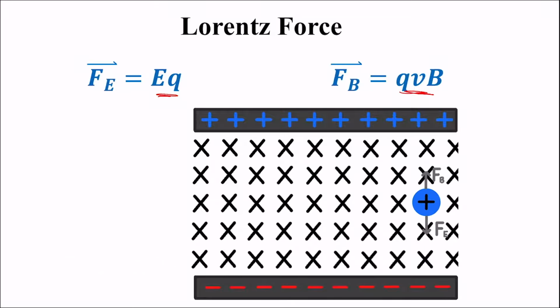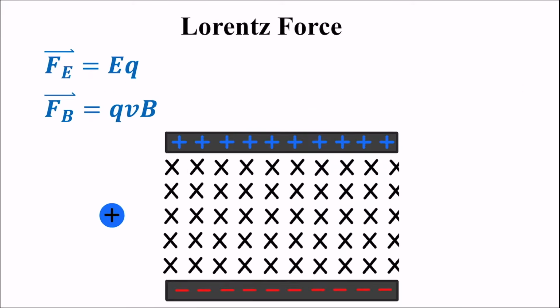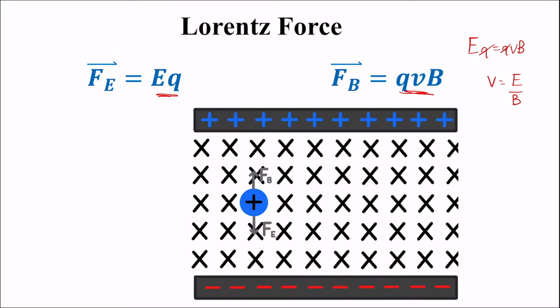Now, when these two forces equal each other, the charge will pass straight, undeflected, through both fields, and that's going to be when the velocity is the electric field strength over the magnetic field strength. The magnetic force is based on velocity, so when the velocity was E over B, the particle went straight.